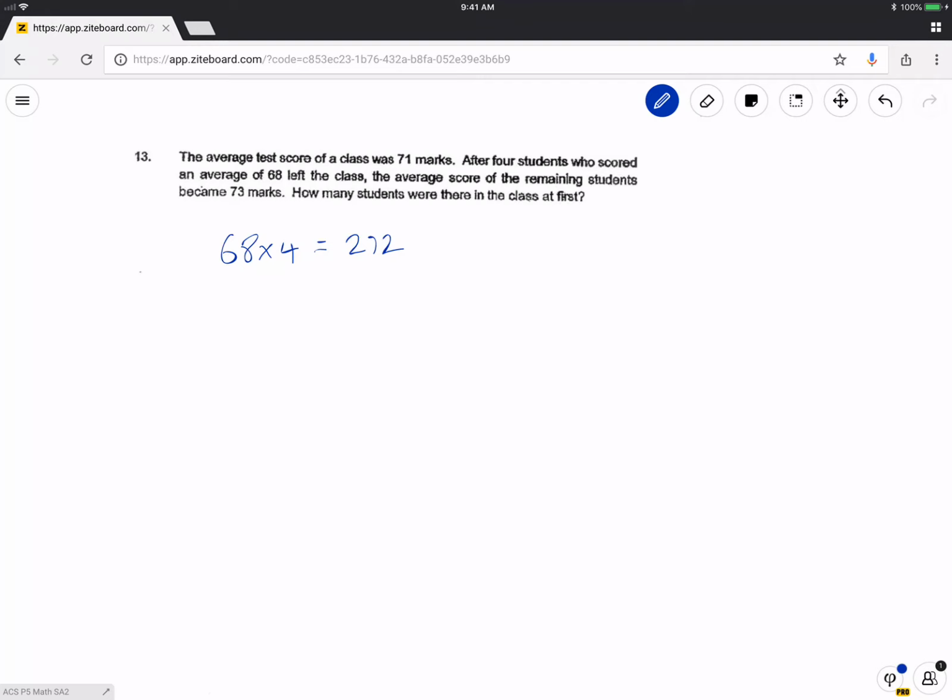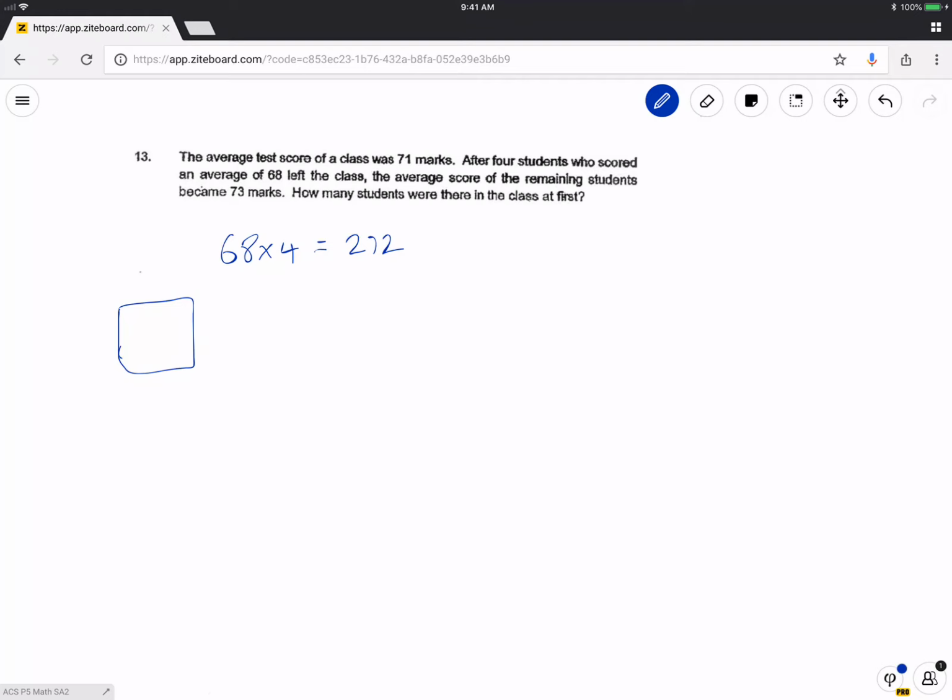The average score of the remaining students became 73. So the average score went up by 2 marks after 4 students left. There are actually several ways to do this. What I like to do is just use the area method. Okay, let me just show you what I mean.